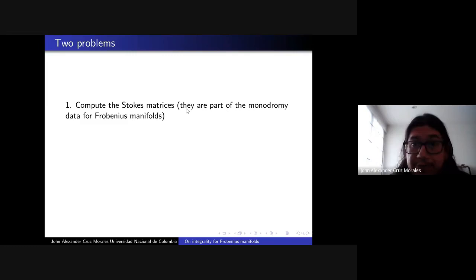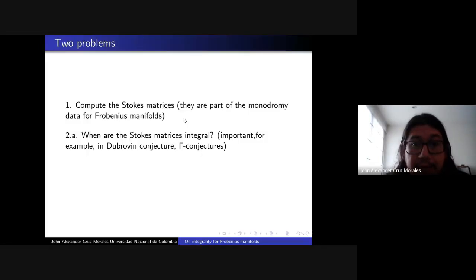problem here: to compute the Stokes matrices, because they are part of the monodromy data for Frobenius manifolds, and in the semi-simple case these Stokes matrices have a lot of information about the Frobenius manifold. The second question is, when are Stokes matrices integral? In principle, if you compute these matrices purely from the point of view of differential equations, you don't expect integral matrices, because you would expect some matrix with complex entries. But it turns out in computation that you get integral Stokes matrices.